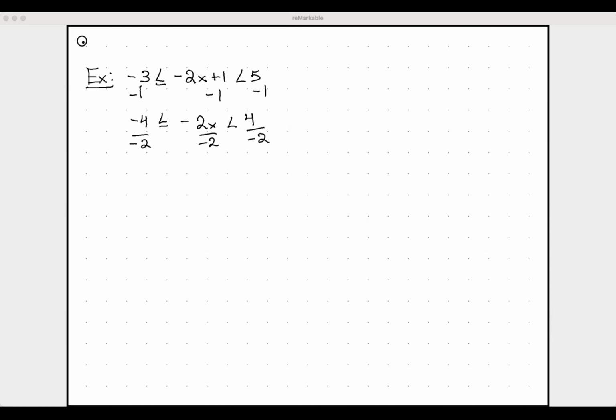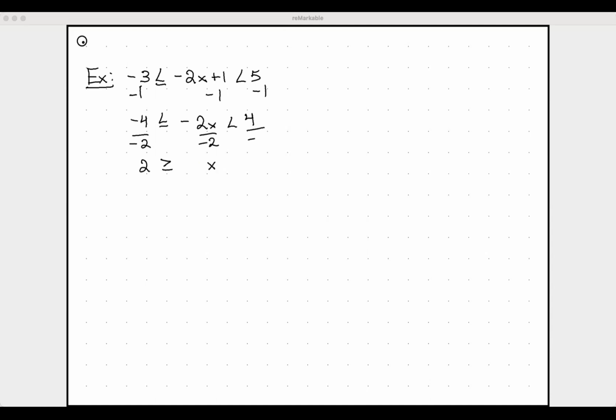And you may remember, if you divide or multiply by a negative number with inequalities, you have to change the direction of the inequality. So -4 divided by -2, that's 2. I'm going to change the direction of this inequality because I just divided by a negative number. In the middle, I've just got x.